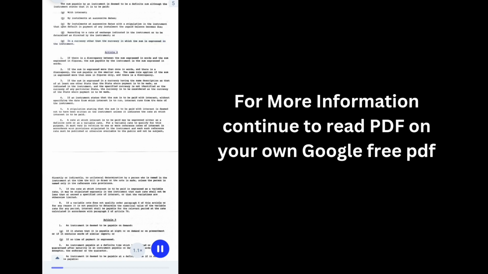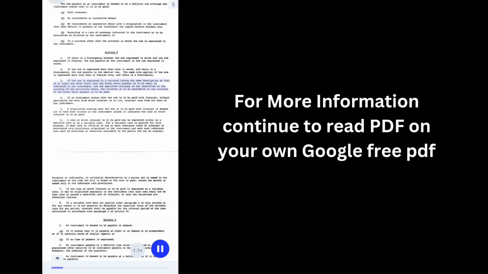Article 8. 1. If there is a discrepancy between the sum expressed in words and the sum in figures, the sum payable by the instrument is the sum expressed in words. 2. If the sum is expressed more than once in figures only, or more than once in words only, and there is a discrepancy, the sum payable is the smaller sum. The same rule applies if there is a discrepancy.